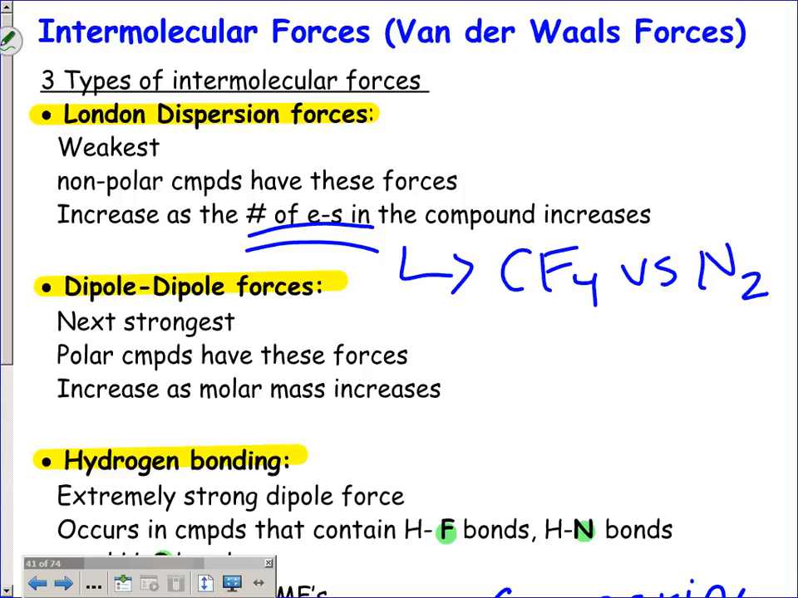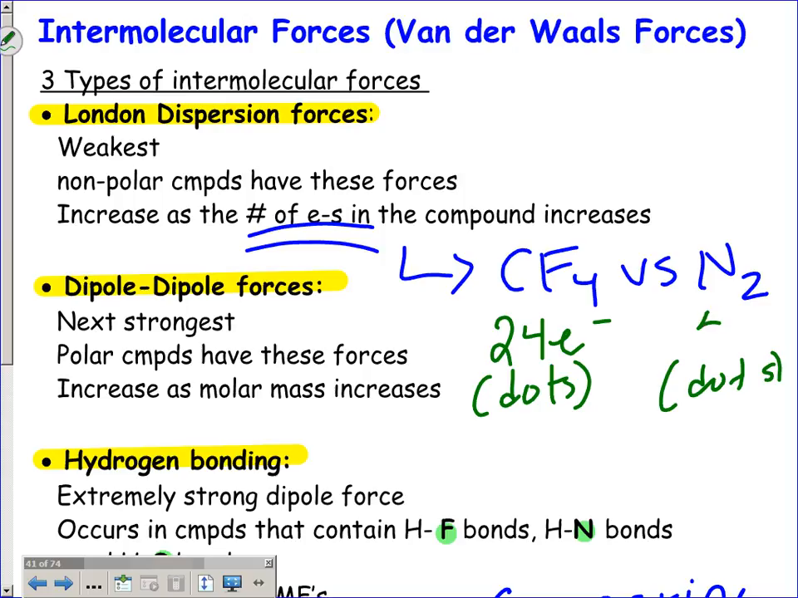So 6, yeah, 24. Okay, so there's 24 that are just dots, right? And I'm just going to put dots right there. How many are dots, meaning the ones on the outside for nitrogen? 4. Okay, so far, CF4 wins, right?